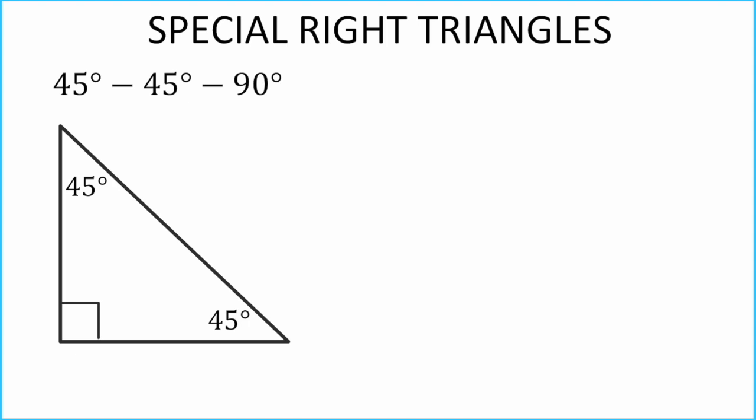There are two types of special right triangles, and in this video, we're going to take a look at the 45, 45, 90 special right triangle.